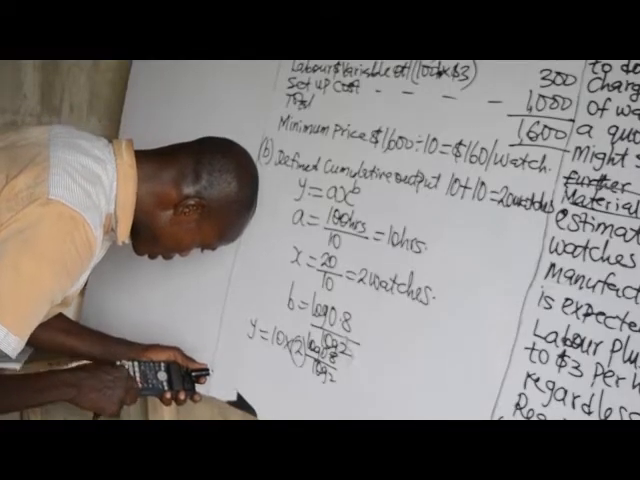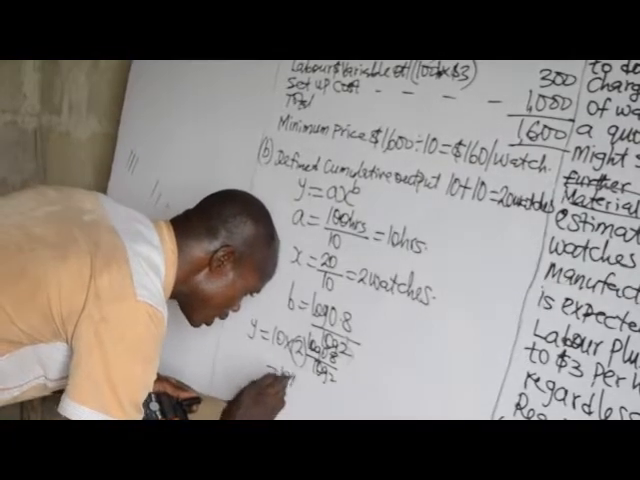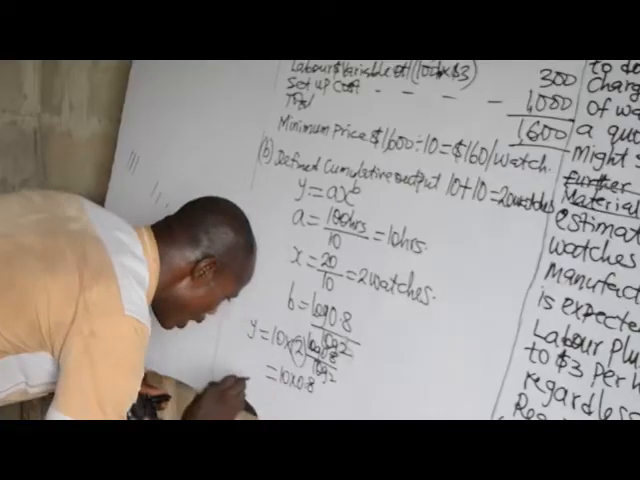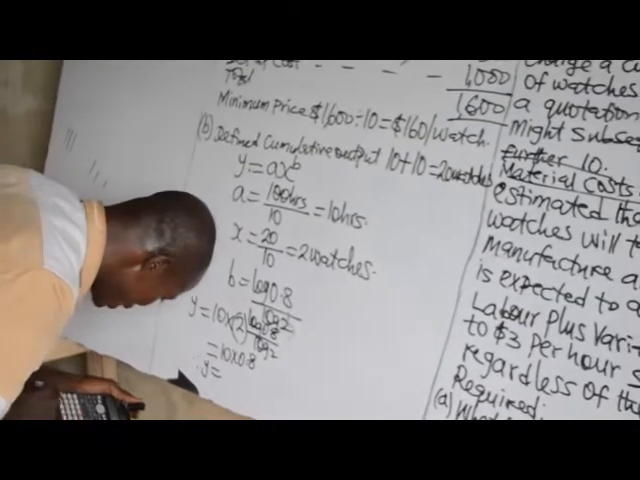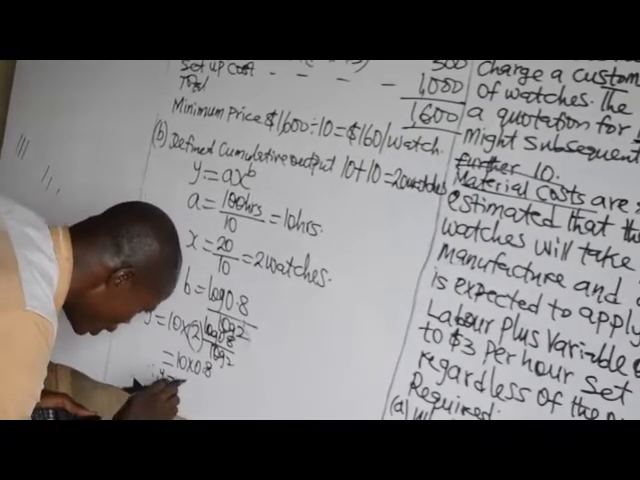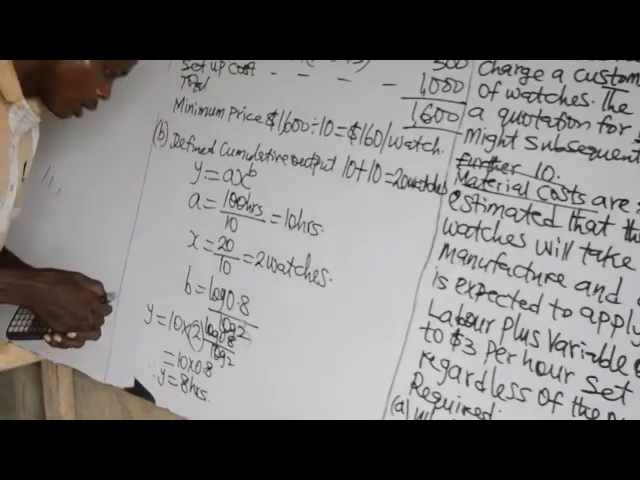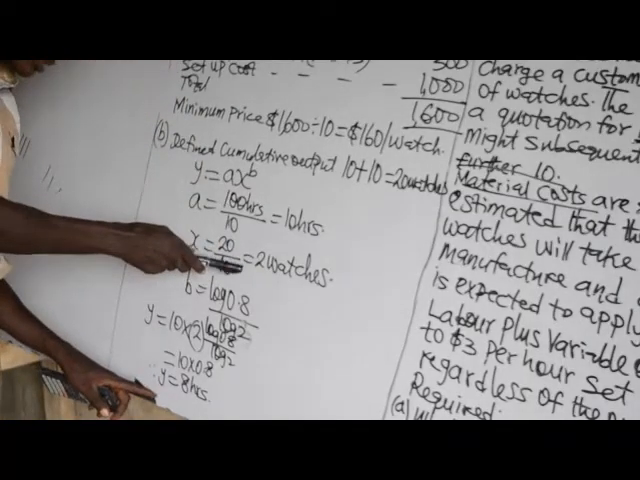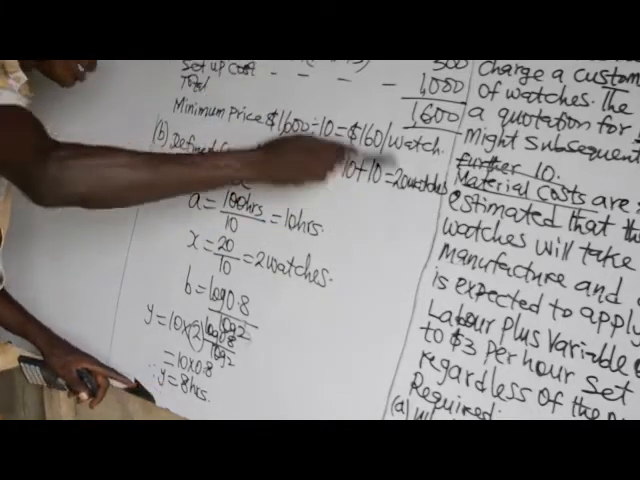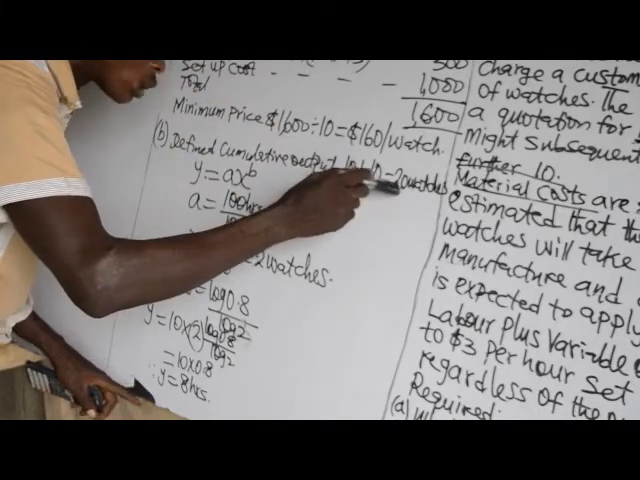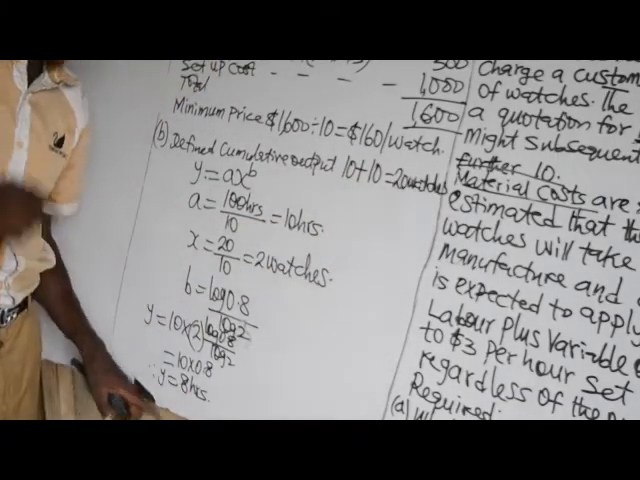That gives us 0.8. So we have 10 times 0.8. Therefore, y equals, if you multiply that, y equals 8. That means to produce 1 unit from the cumulative output of 20, from the first 20 washes, to produce 1 will require 8 hours.